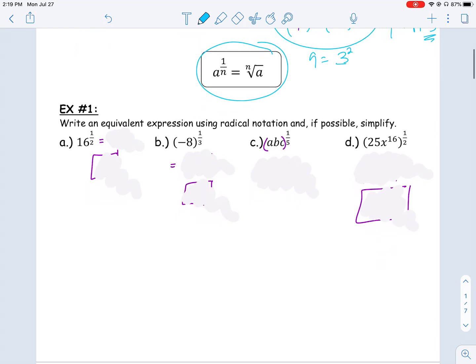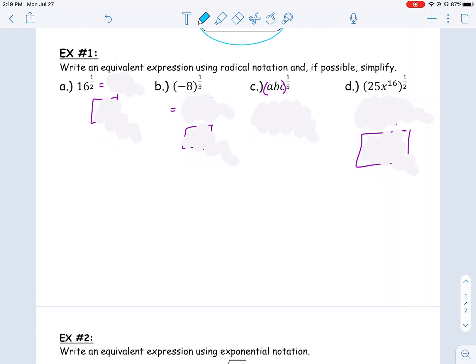Let's practice a few. Look at example number 1. It asks us to write an equivalent expression using radical notation and, if possible, simplify. So instead of saying 16 to the 1/2 power, let's go ahead and convert that into radical notation and see if that allows us to simplify. So we just learned that 16 to the 1/2 power is really the same thing as the square root of 16. Is there a square root of 16? A whole number multiplied by itself that gives me 16? Yeah, I end up getting 4.